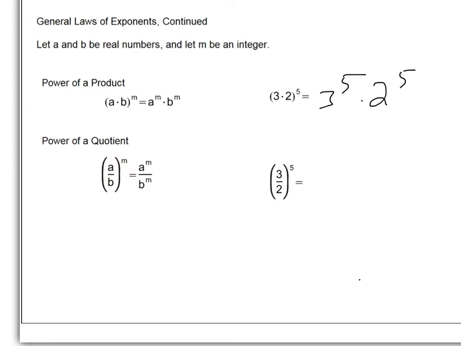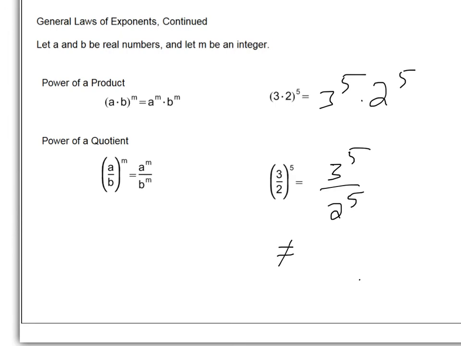One thing that you're able to do is, like with the power of a product, do something that resembles a distributive property and rewrite it so both the numerator and denominator receive the exponent. So here we have 3 over 2 to the 5th. That can just be rewritten as 3 to the 5th over 2 to the 5th. Now, one thing to keep in mind here is that you cannot reduce this.